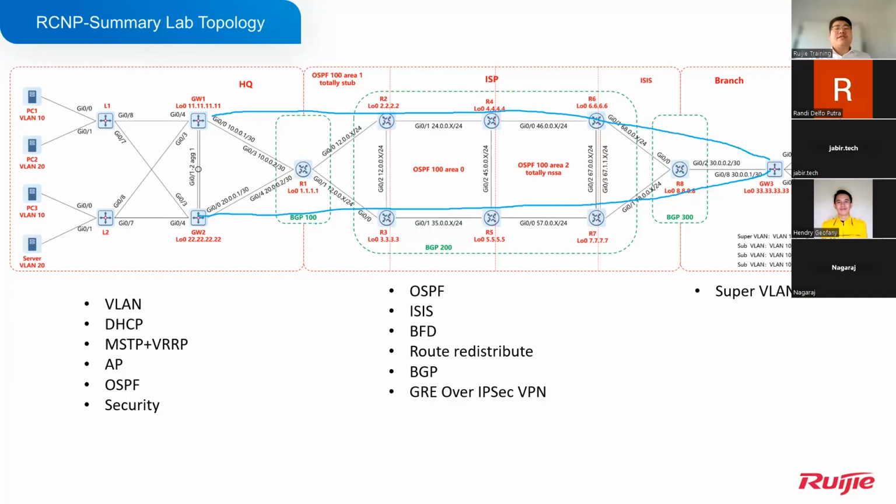Based on the GRE over IPsec VPN, we can establish the OSPF neighbors, and we use a specific OSPF process ID. Because here it is 100, we cannot use 100 anymore. We can use OSPF 200 or OSPF 300, it depends. In the branch, the requirement is quite easy. We use super VLAN to put the PCs in different VLANs but in the same network segment.